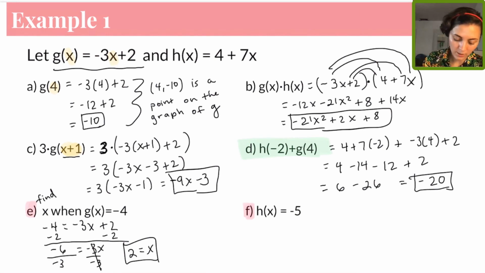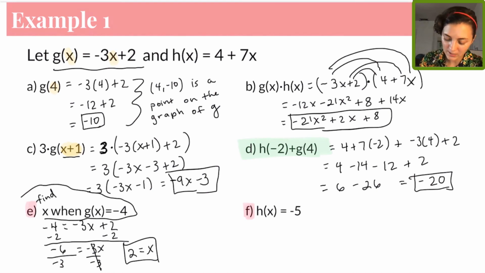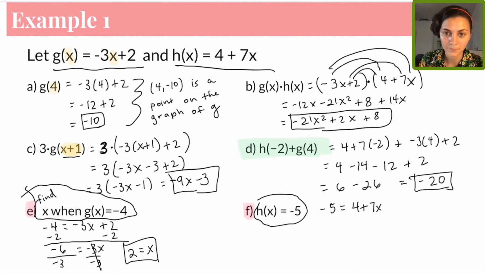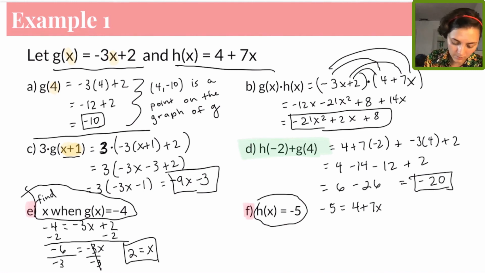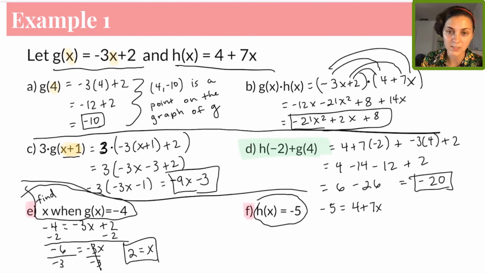So in this one, I gave you more explicit directions. I said find x when g of x equals -4. This, I did not give you all those same directions, but it's asking the same thing. This is just using straight up function notation. So it says h of x equals -5. That is telling you, okay, set -5 equal to the value of h of x, which is 4 plus 7x. Okay, I'll put lines so it doesn't look so nuts. So that means I'm replacing h of x with -5.